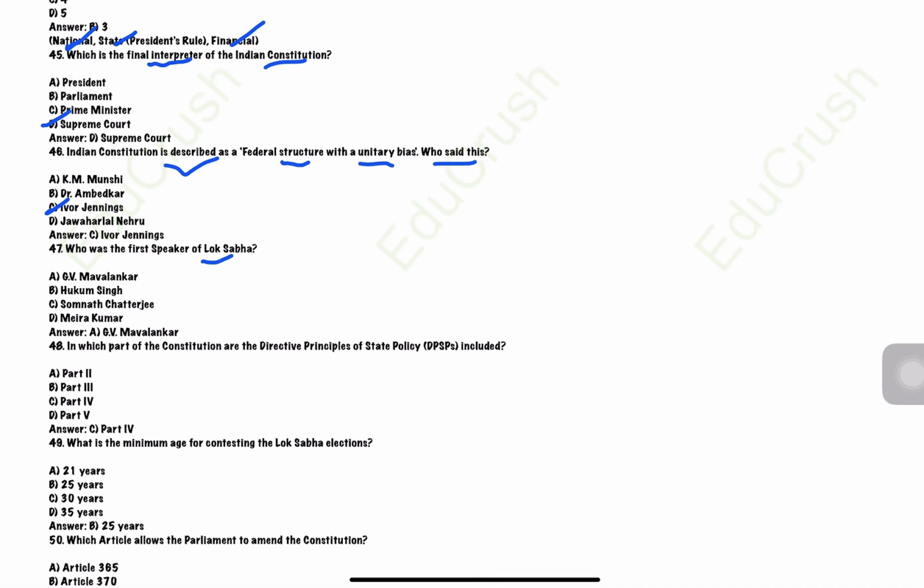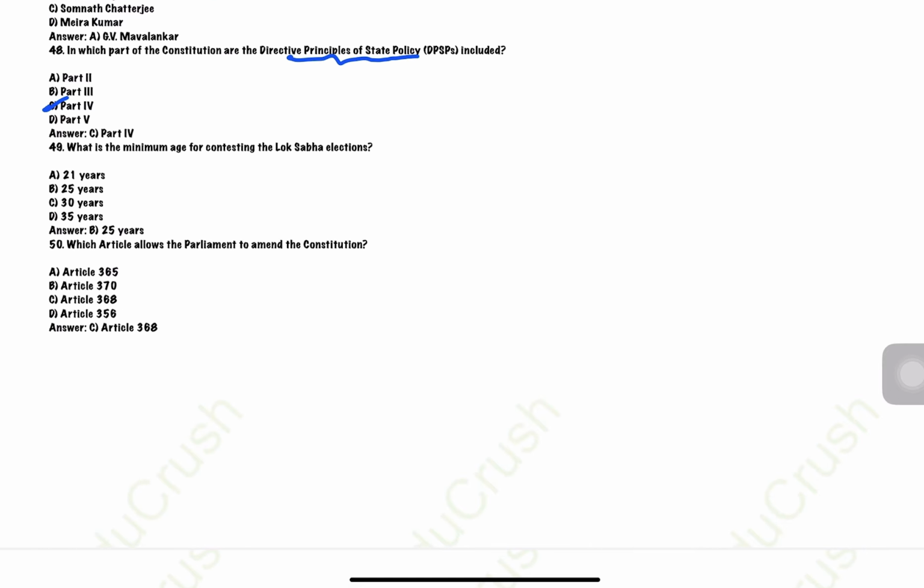G.V. Mavalankar. Next question. In which part of the Constitution are the Directive Principles of State Policy (DPSPs) included? Under Part 4. Part 4 of the Indian Constitution is where the Directive Principles of State Policy are included. Next, what is the minimum age for contesting the Lok Sabha elections? So, minimum age is 25 years.